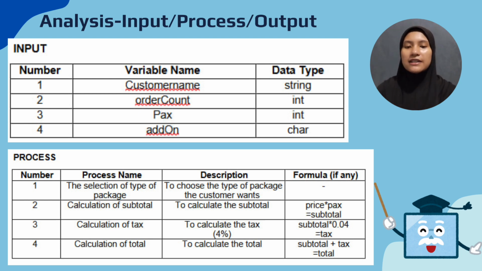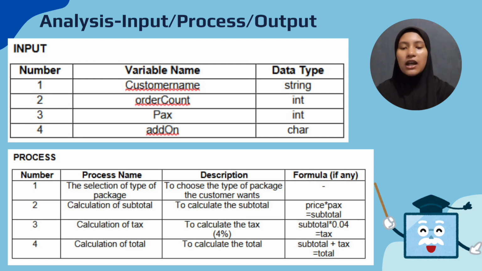Now for the process, there are 4 processes included in this project. The first one is the selection of the type of package. It is to choose the type of package the customer wants. There is no specific formula for it. The second one is calculation of subtotal. It is to calculate the subtotal, and the formula for the calculation is price multiplied with packs.